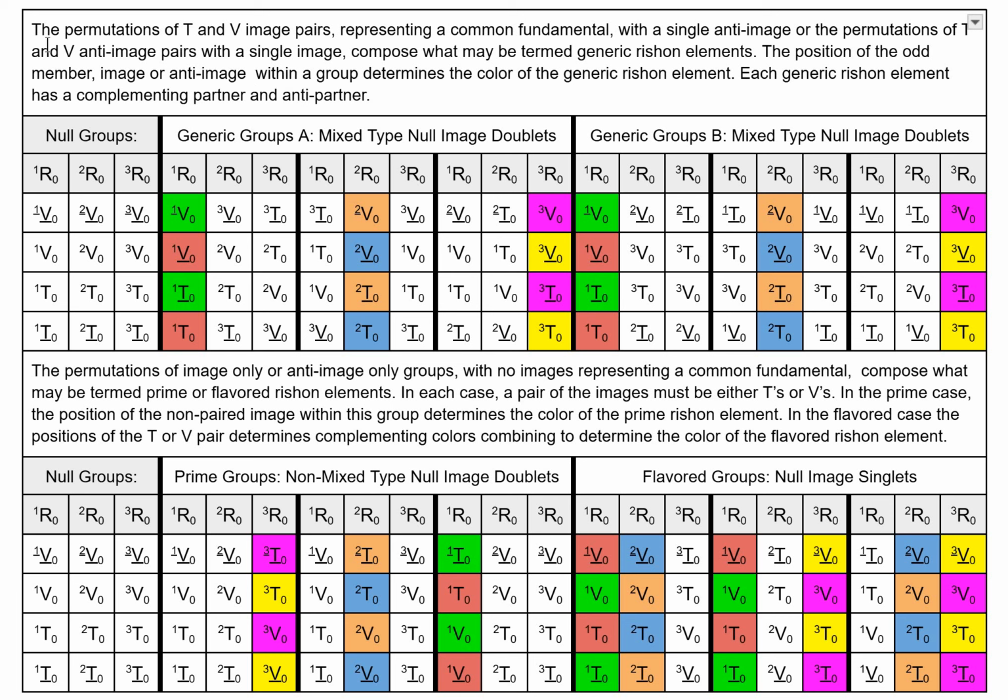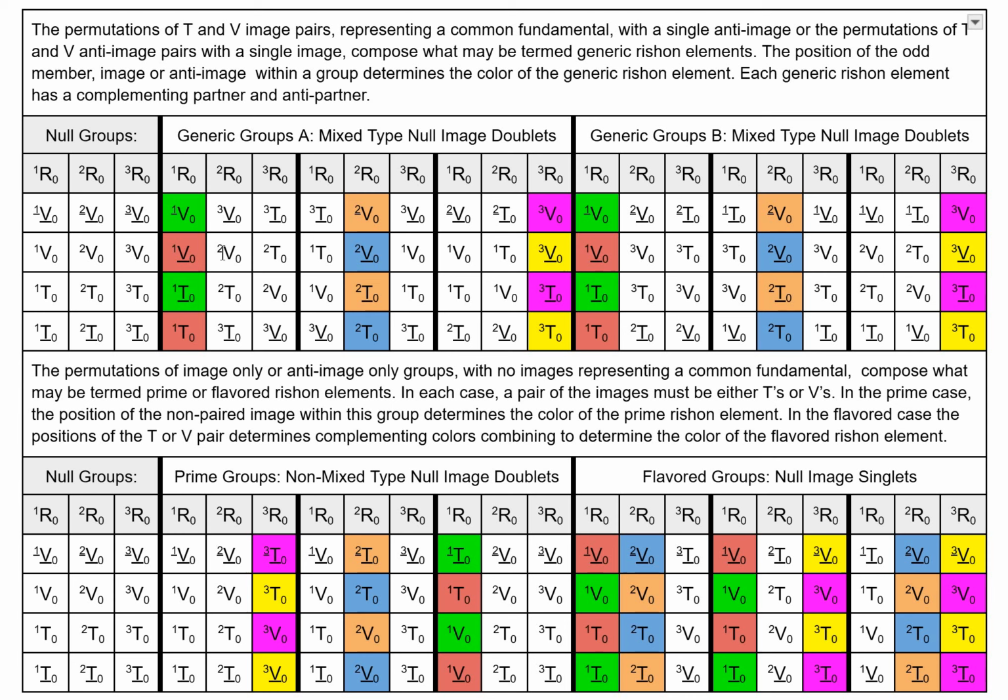So just to reiterate, we have said the permutations of T and V image pairs representing a common fundamental designated by the superscripts with a single anti-image, or the permutations of a T and V anti-image pair with a single image compose what may be termed generic Rishon elements. The position of the odd member, the image or anti-image, within a group determines the color of that generic Rishon element.